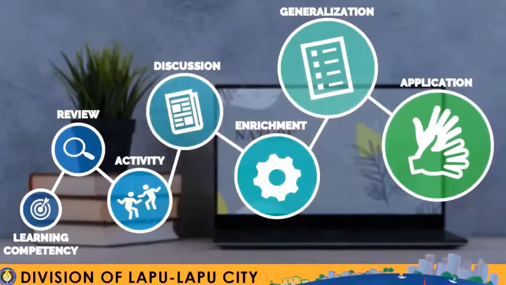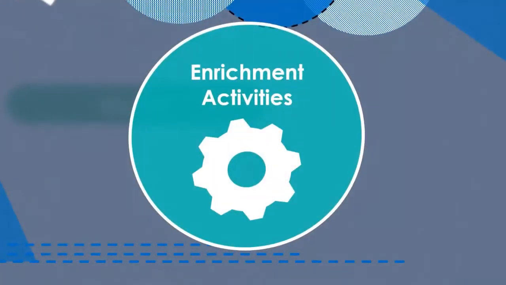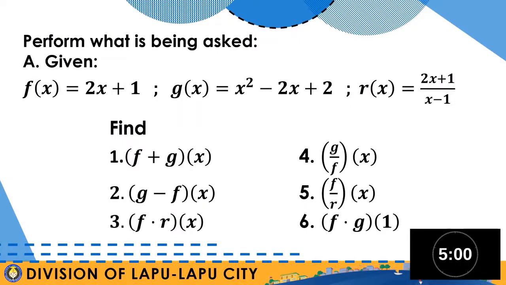Now it's your time to answer. Test A. Perform what is being asked. Given f of x equals 2x plus 1, g of x equals x squared minus 2x plus 2, and r of x equals 2x plus 1 over x minus 1. Find 1. F plus g of x. 2. G minus f of x. 3. F times r of x. 4. G over f of x. 5. F over r of x. 6. F times g of 1. You have 5 minutes to answer.